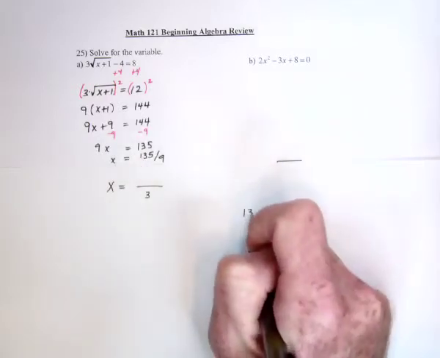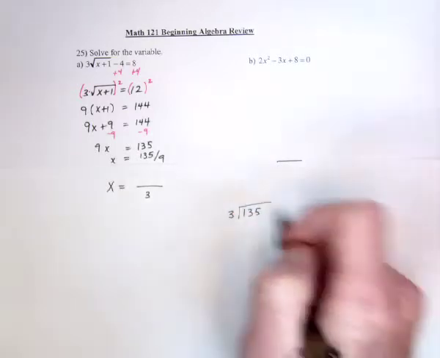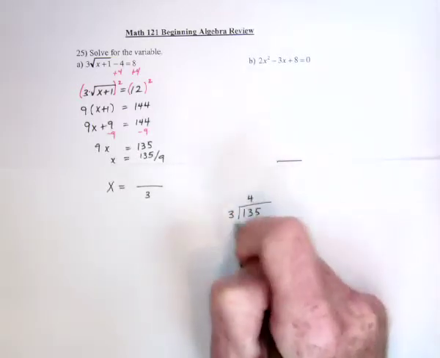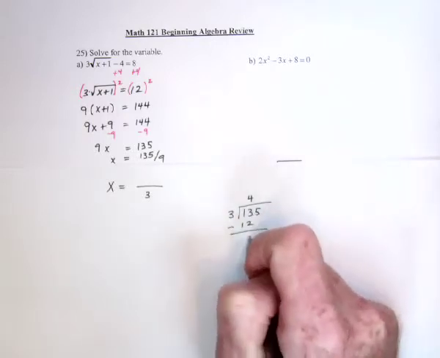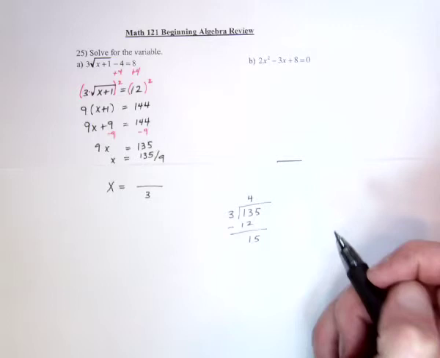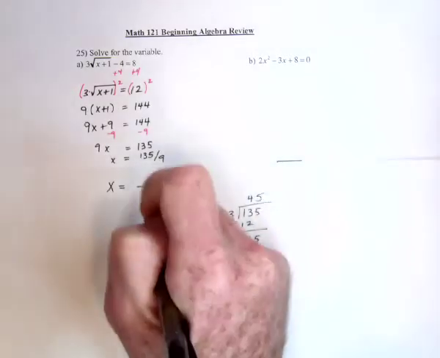Let's see, 135 divided by 3. This will go 4 times. That's going to make a 12. Subtract, and this is going to be a 15. Yep, it divides evenly. 45 over 3.